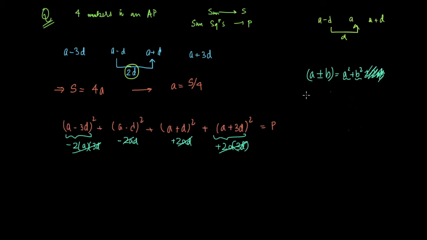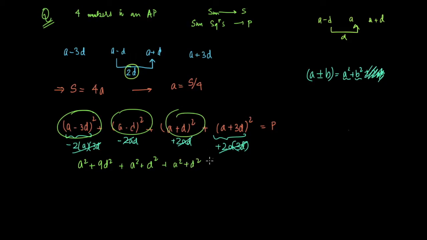What you're left with is a sum of individual squares. So by making this choice, the sum of the squares essentially becomes a square plus 9d square from this. Then you have a square plus d square from this. And then you have a square plus d square from this, and a square plus 3d whole square, or 9d square, from this. That equals p. Now do the math. You have 4a squares, so you get 4a square. You'll count the d's together. So you have 9 and then 1, so that makes 10. Then 1 makes 11 and 1 makes 20. So you have 20d square equals p.